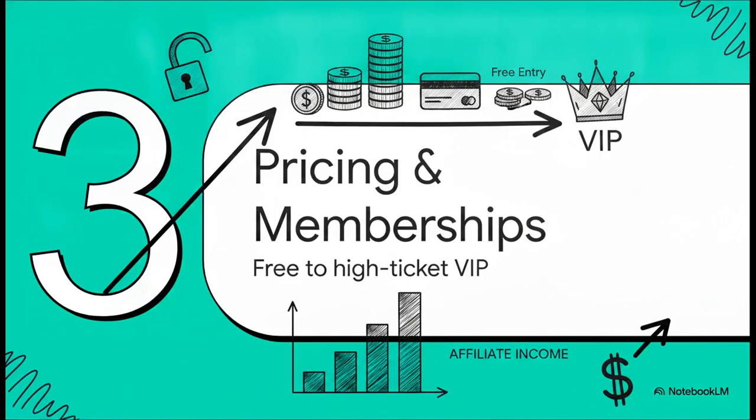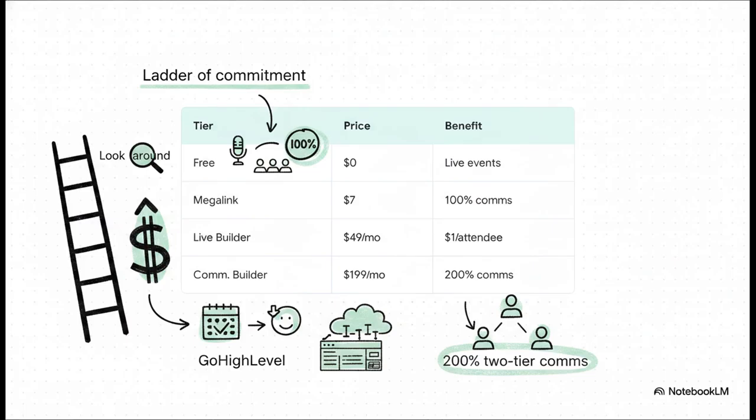Section 3. Pricing and membership levels. From free entry to high-ticket VIP. When you look at this ladder of commitment, it's pretty interesting. You can actually join for free just to look around and maybe attend some live events. But the real entry point to actually begin earning is the MegaLink tier for a one-time $7 fee. And that grants you 100% front-end commissions.